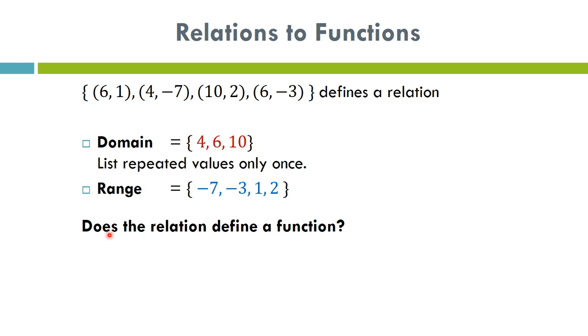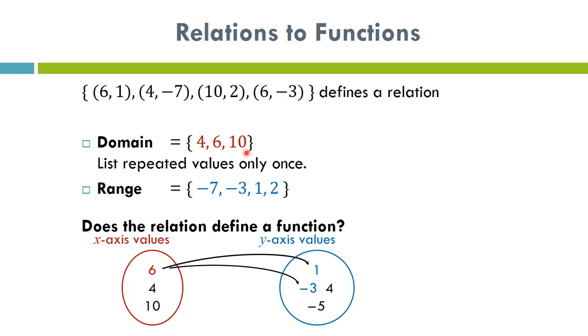Now they ask us the question, does the relation define a function? Well, you have to remember what the definition of a function is. Remember, a function says that each x has its own y. So if we're looking at this, 6 is paired with 1, 4 is paired with -4, 10 is paired with 2, and 6 is paired with -3. In this case, this relation does not represent a function, because 6 is paired with 2 values. Every x has to have its own y, but 6 is paired with 1, and 6 is paired with -3. So it is not a function.